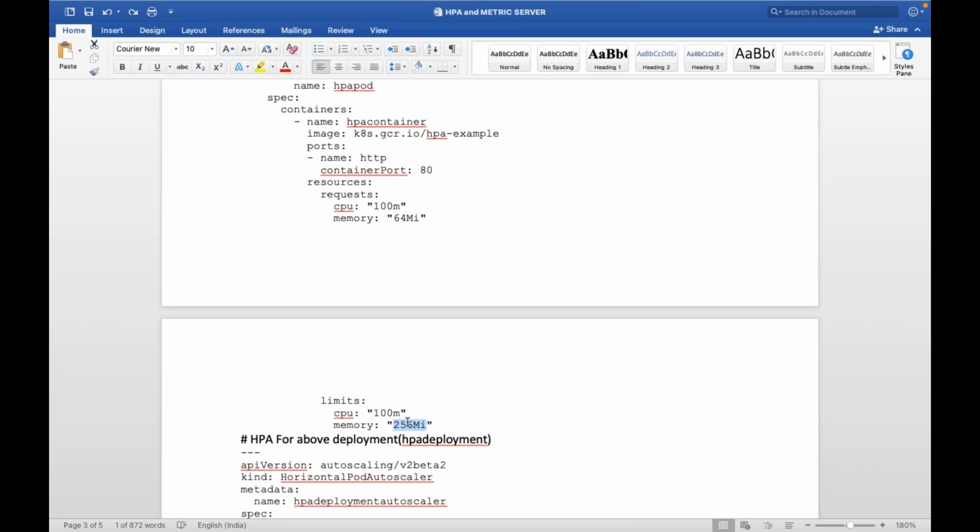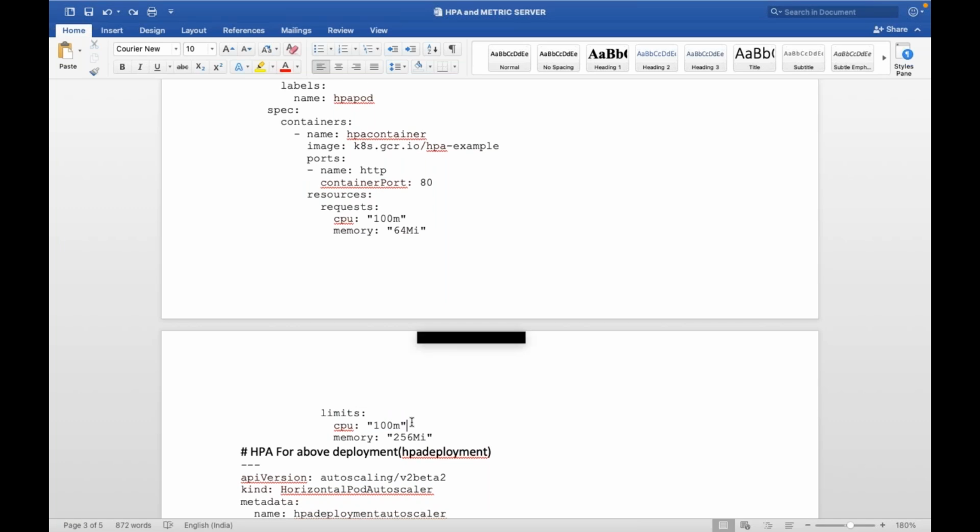Okay. Now we are going to set something like this: resource request and limits. Now, even though there is a lot of load, will it be able to go beyond this much memory on this container, on this application? If there is a lot of load, will it be able to go beyond this much memory?